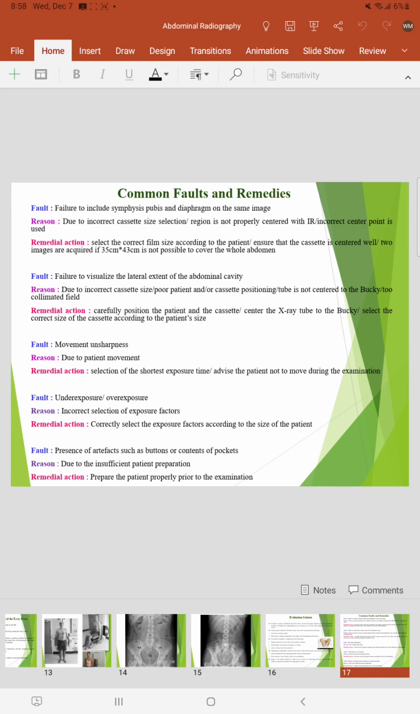Other fault: movement and sharpness due to patient movement. Select the shortest exposure time. Advise the patient not to move during the examination. Another fault is underexposure or overexposure, due to incorrect selection of exposure factors. Correctly select the exposure factors according to the size of the patient. Other one is presence of artifacts such as buttons or contents of pockets, due to insufficient patient preparation. Prepare the patient properly prior to the examination.